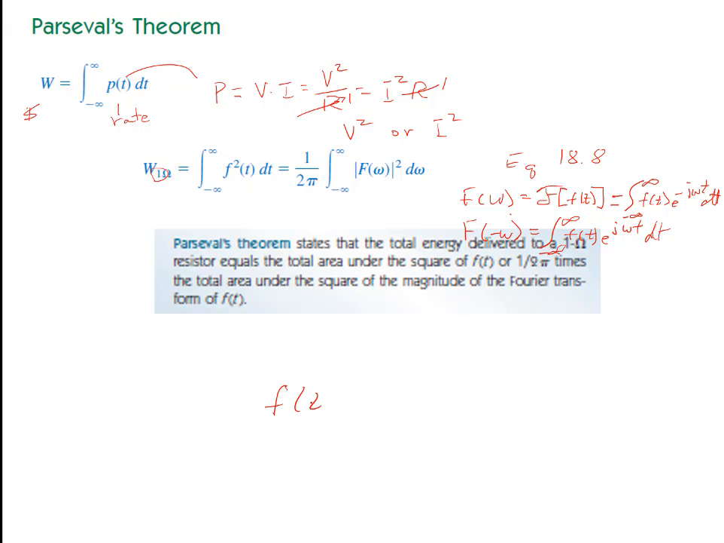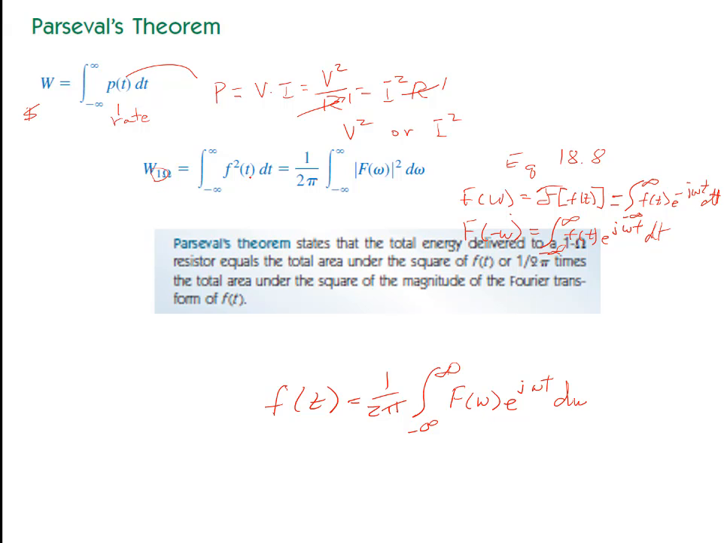f of t is equal to 1 over 2 pi, if you're just wondering where this 2 pi comes in, of the integral from minus infinity to infinity of F of omega, e to the j omega t d omega. Okay? So that's our transform, and that's where the 1 over 2 pi is coming from, the F of omega.